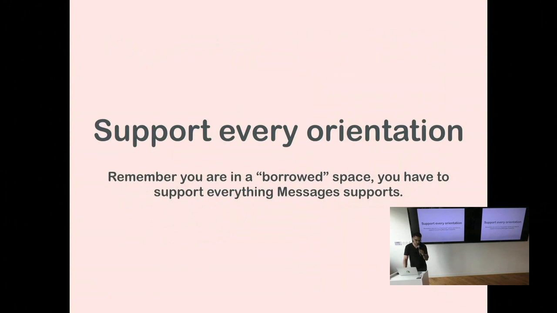Also, they support every orientation, because we have to remember that we are in a borrowed space. This is iMessage. This is not our full Chrome. So iMessage supports every device, every orientation. So our app will actually be asked to be in landscape, in portrait, and in all the like 10,000 options that the iPad now has, like the middle thing, into the side, to the left. And if you are not comfortable with dealing with auto layout, this is going to be a nightmare.